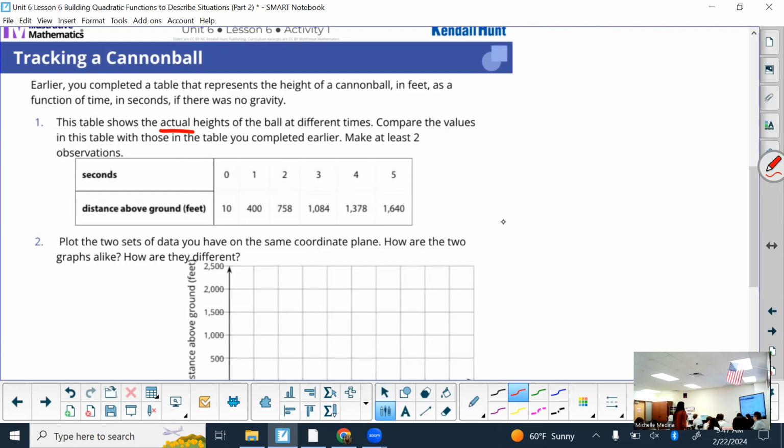And we're going to make 2 observations. So compare this table on your paper to the one earlier on your paper. Almost like a notice and wonder. Observations are like notices, when you notice something about the 2 tables.